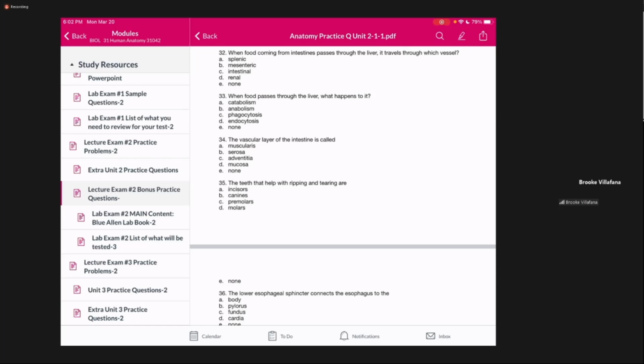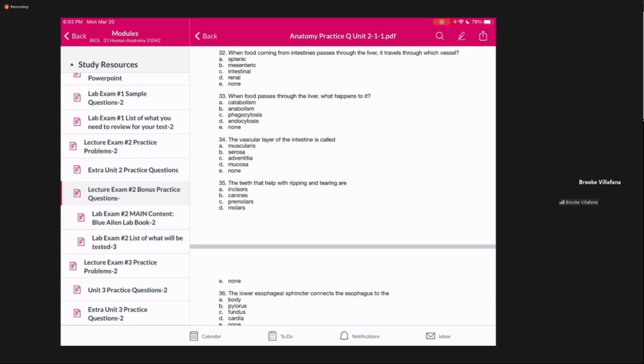All right, so if you said E, none, you would be correct. The correct answer is the hepatic portal vein. If you thought, well, why isn't intestinal right? It's literally saying intestines. These splenic, mesenteric, intestinal, and renal are all offshoots of the descending aorta. So the descending aorta has arteries that supply different organs. The food that comes from the intestines and passes through the liver is actually a vein. So it goes through the hepatic portal vein.